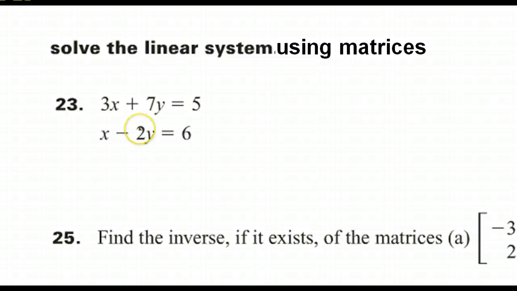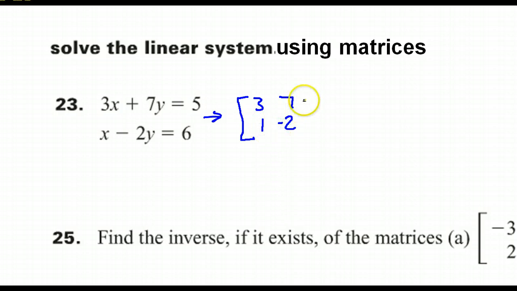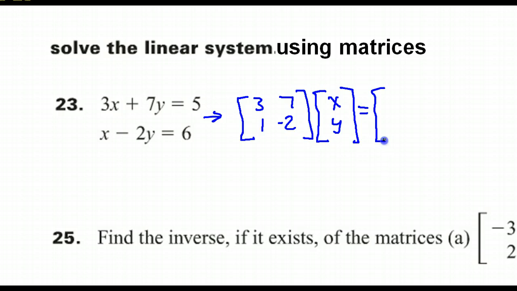23. Okay, last time I tried to solve the system using matrices, it backfired, but hopefully this will be a normal answer. So let's give it a try. What you need to do is rewrite this as a matrix equation like so. We will do 3, 7, 1, -2. This is the coefficient matrix. And then we need our variable matrix, which is just x and y. And we're going to set that equal to our constant matrix, which is 5 and 6.